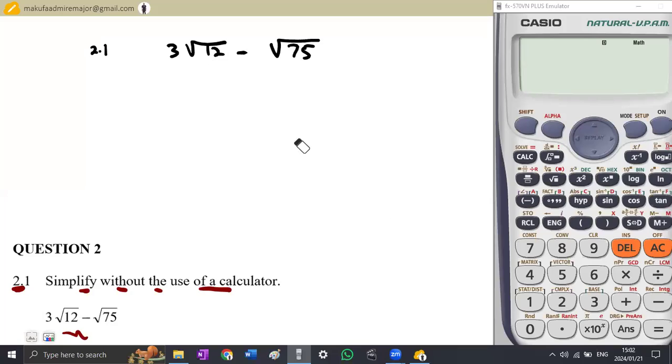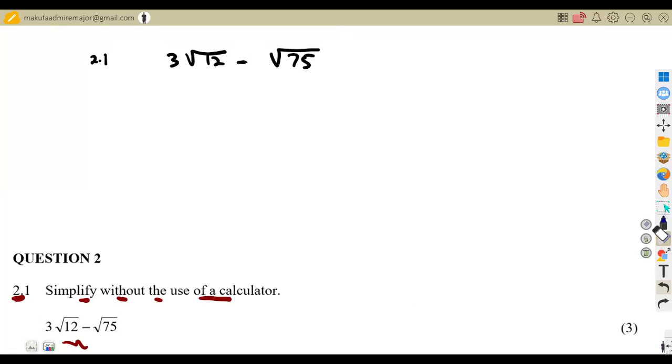The square root of 12, you can simplify it like this, and you get 2 square root of 3. The same thing, the square root of 75 here, you can simplify it and you get 5 square root of 3. But how can we simplify this without a calculator? Because the calculator can just be there as a proof.